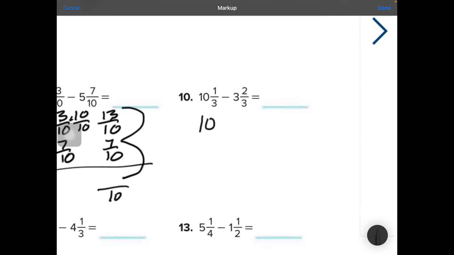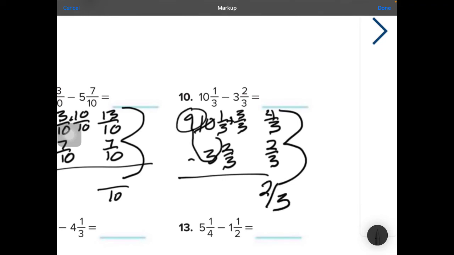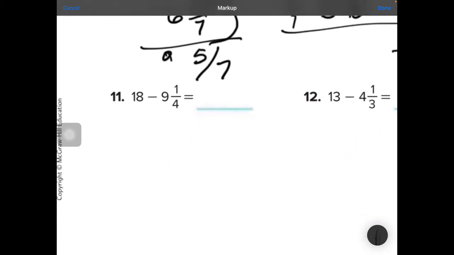Number 10. We're going to write our numbers, our fraction right here. And I cannot subtract them. I have to rename. So I'm going to borrow and turn that into a 9 and add 3/3 to this side. So 1 plus 3 is 4/3. Bring the 2/3 over here so it looks all nice and pretty. 4 minus 2 is 2/3. And then I have 9 minus 3 is going to be 6. So 6 and 2/3 is my answer.